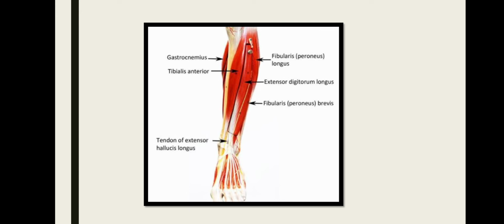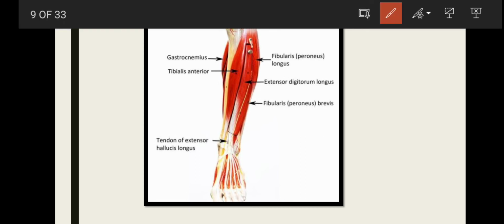Now this is a picture showing all the muscles. So we have discussed 3 muscles here: tibialis anterior, extensor digitorum longus, and the tendon of extensor hallucis longus, which comes towards the big toe. Now the other muscle which you find here is gastrocnemius, which we have already discussed, the muscle in the back side, which also can be seen here.